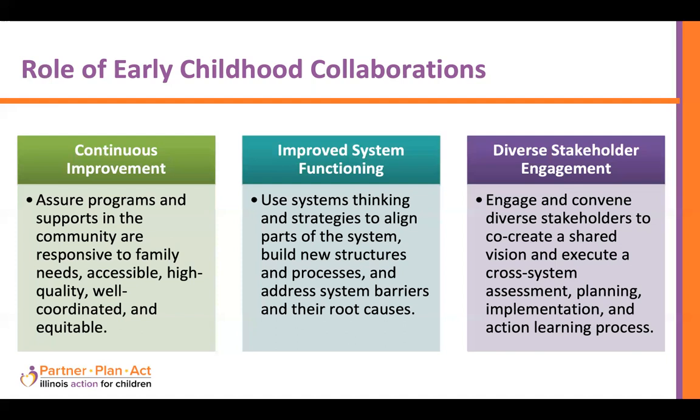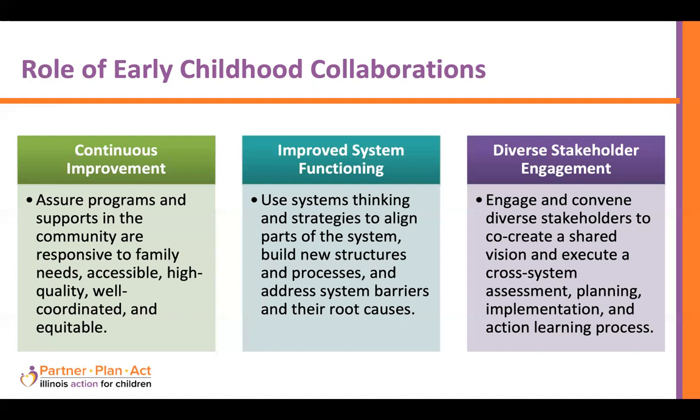Another way collaborations work to support their communities is to improve systems functioning. Improved systems functioning is when collaborations use systems thinking and strategies to align parts of the system, build new structures and processes, and address system barriers and their root causes. An example of this might be a collaboration working with the local pediatricians in the community to embed questions about access to services when providing checkups for young children.